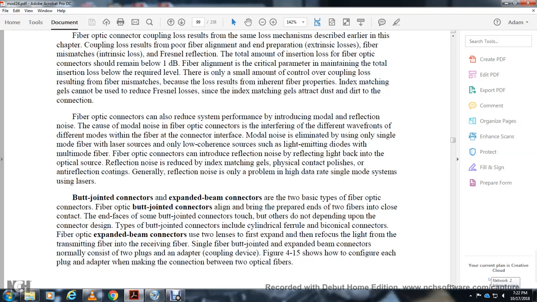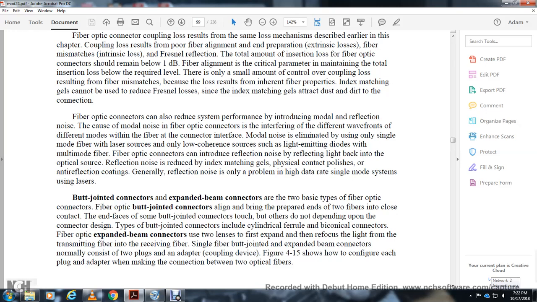Butt joint connectors line up and bring the two fibers into close contact with the interface. Depending on the connector design, the fibers are touched together or not. Types of butt joint connectors include cylindrical ferrule and biconical connectors. Fiber optic expanded beam connectors use two lenses to extend the light from the transmitting fiber to the receiving fiber.